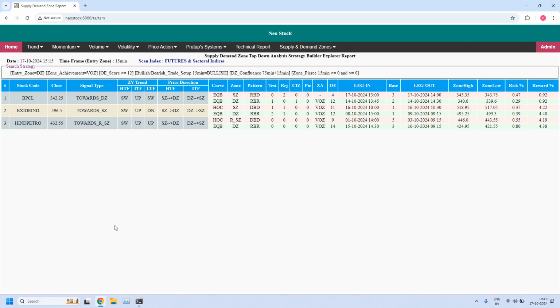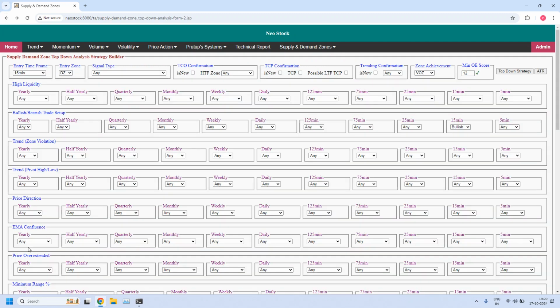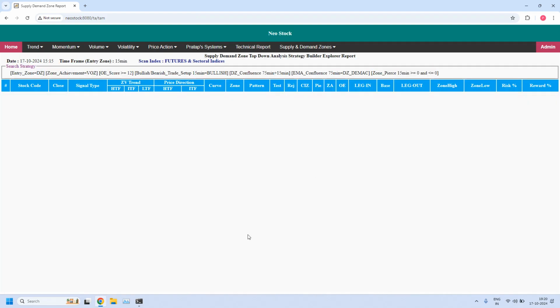That means the 15 minutes demand zones are part of the 75 minutes demand zone. And 75 minutes trend is uptrend. If any of these stocks are having 75 minutes EMA confluence with daily EMA confluence, 75 minutes demand zone with daily EMA confluence, no stocks are available, no issues.